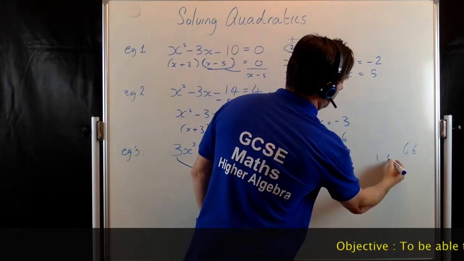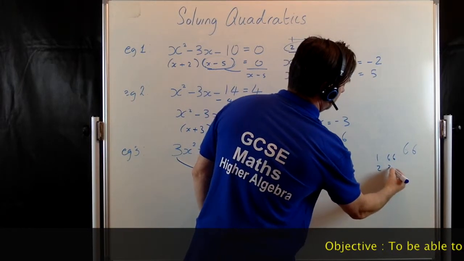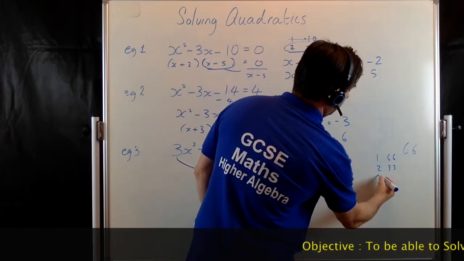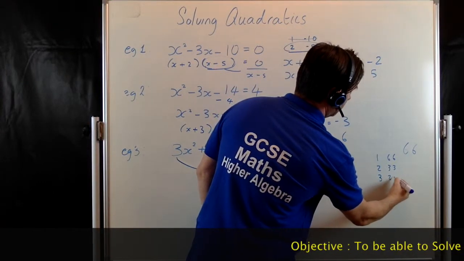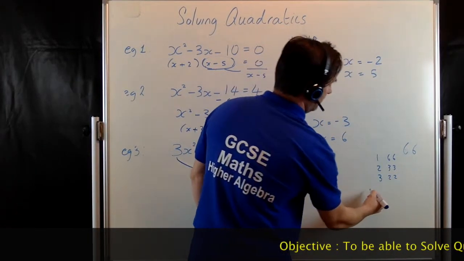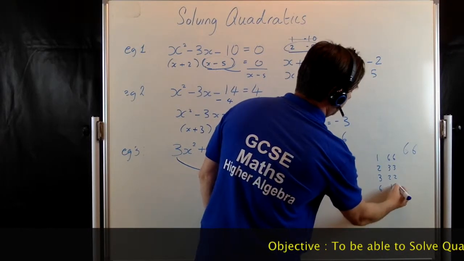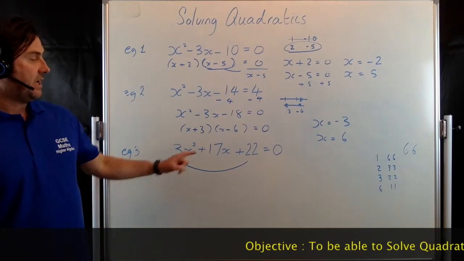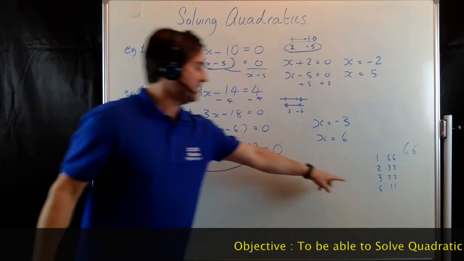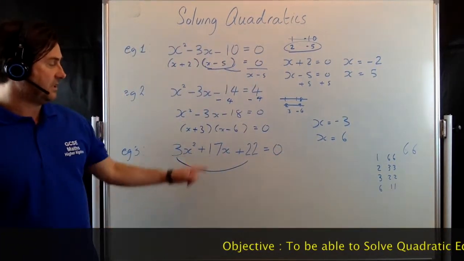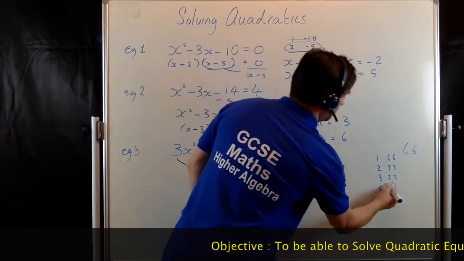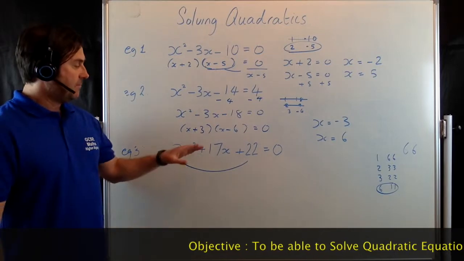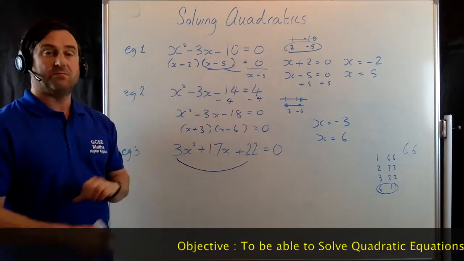Combinations could be 1 and 66, 2 and 33. We could have 3 and 22. We could have 6 and 11. There's plenty of combinations there. It's pretty easy to see straight away that 6 add 11 is going to give you 17. So we're dealing with these two numbers here, the 6 and the 11. But it's not as straightforward as example 1 and 2.